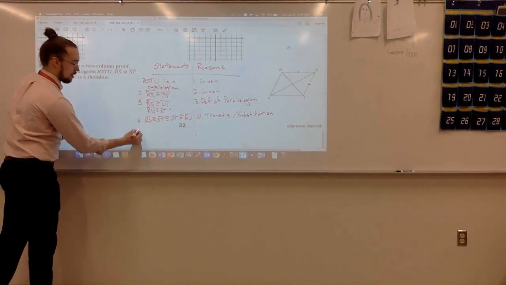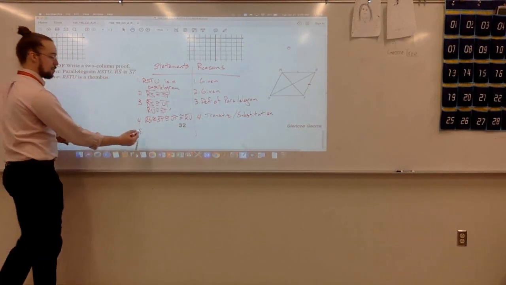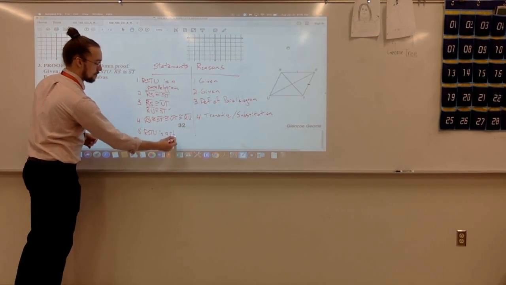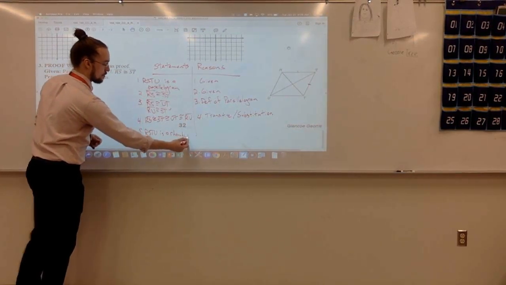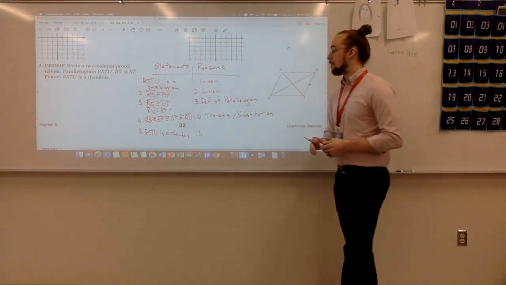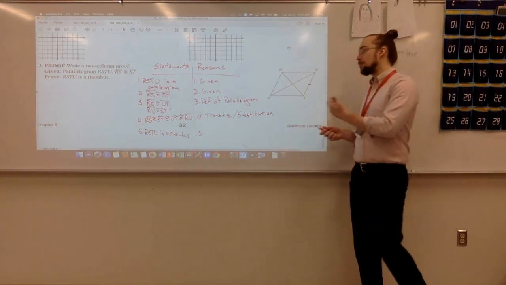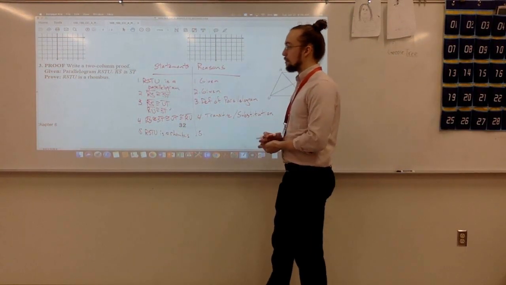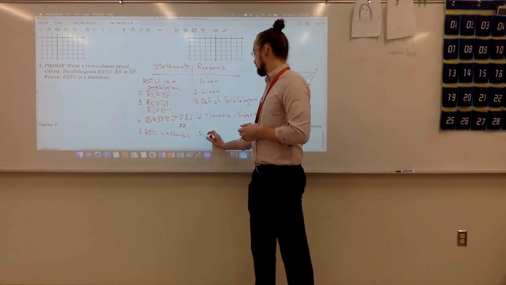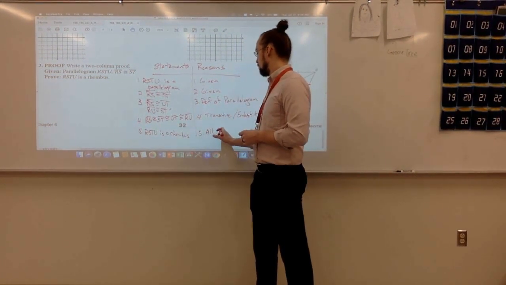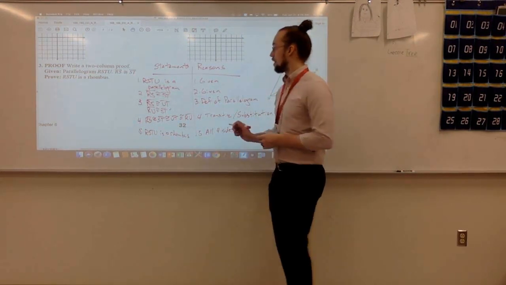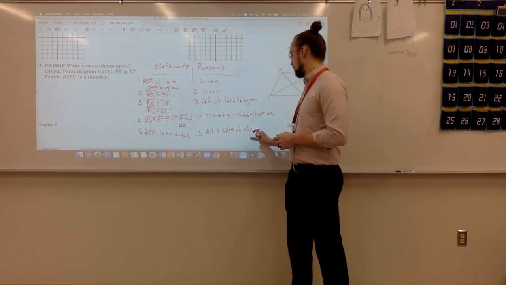So RSTU is a rhombus. Now the reason, we can write out the reason a few different ways. We can just simply say all four sides of the parallelogram are congruent.